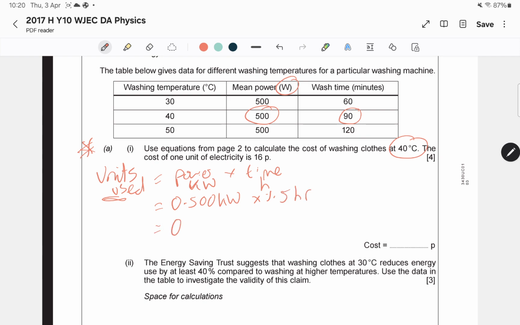So if I put that into a calculator, I get that many units. That's what I've got to pay for. And they come at 16 pence each. So I've got to pay for that many at 16 pence each, which is 12 pence.